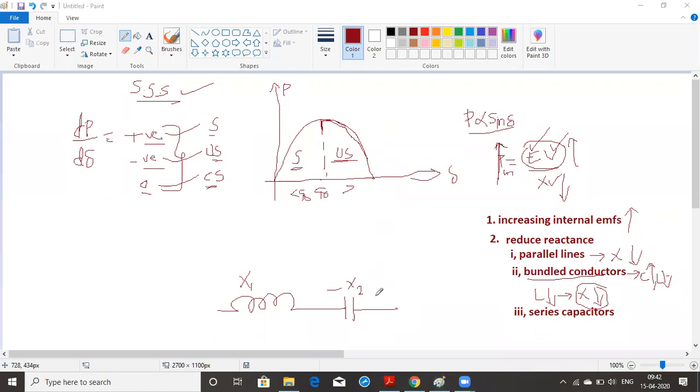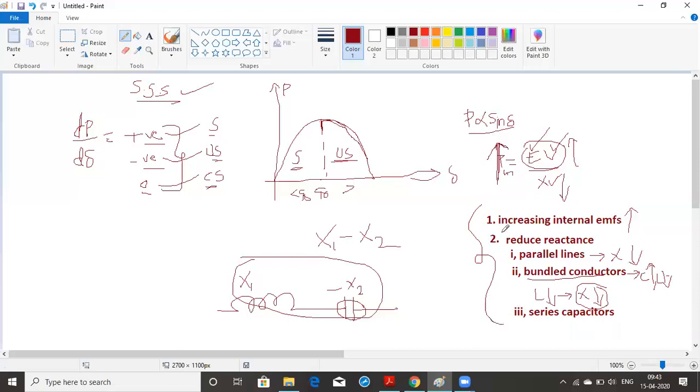If we have X1 minus X2, where X1 is the reactance, you have used the series capacitor. For that reason, the total reactance will now decrease. The total reactance now becomes X1 minus X2. That means the reactance is decreasing, so you are going to increase the power transfer. Whenever you increase the power transfer, you are achieving steady state stability. Power transfer should increase so that you achieve the steady state stability.